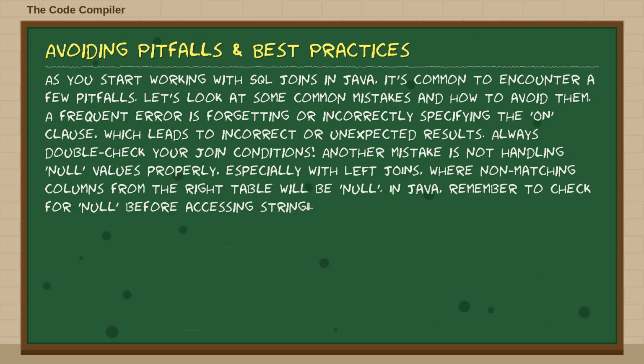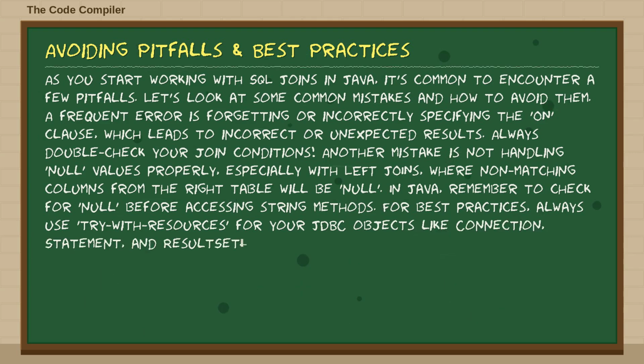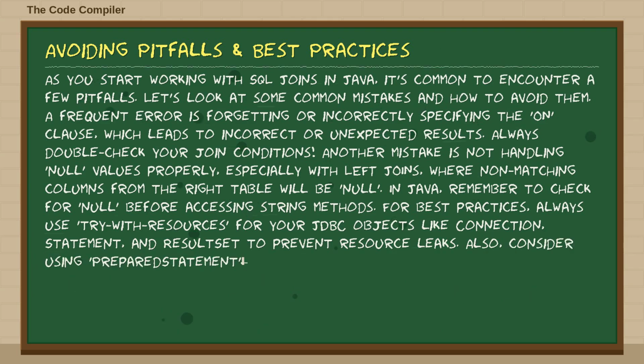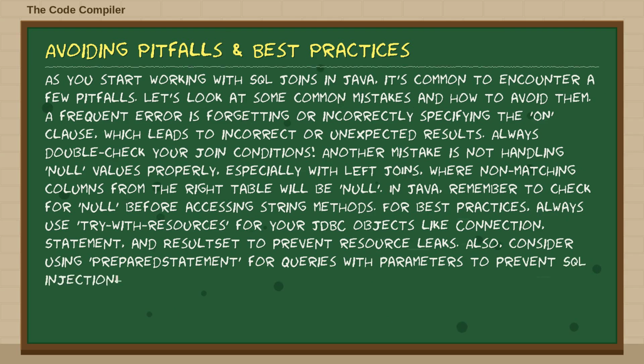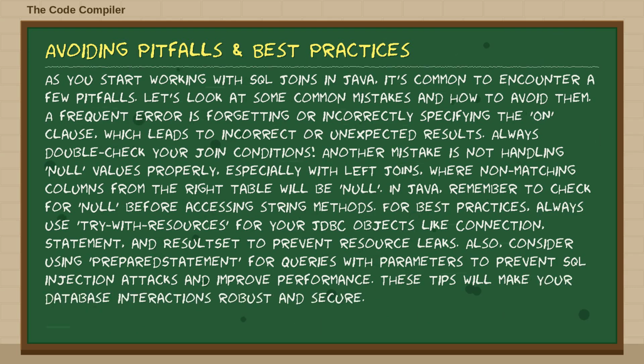For best practices, always use try with resources for your JDBC objects like connection, statement, and result set to prevent resource leaks. Also, consider using prepared statement for queries with parameters to prevent SQL injection attacks and improve performance. These tips will make your database interactions robust and secure.